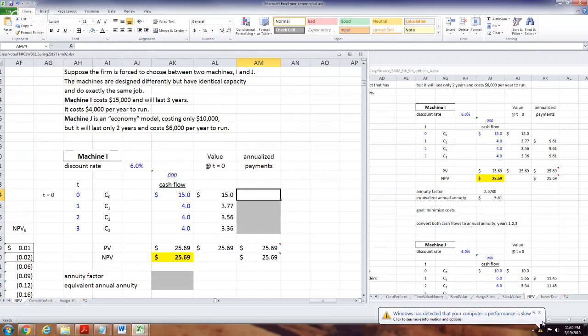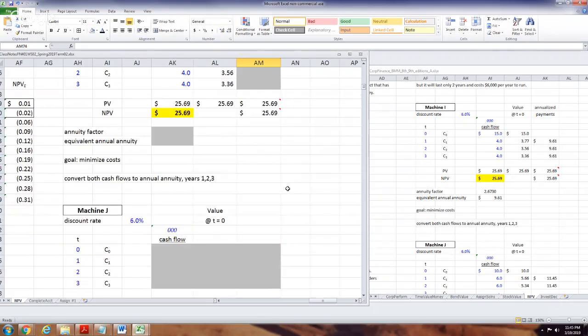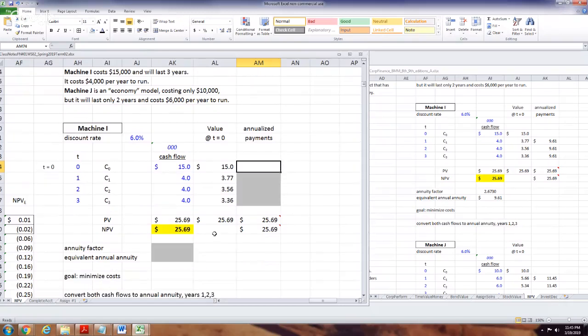Now those are all costs. Okay, it's going to cost you $15,000 to buy it. It's going to cost you $4,000 to run it. So what I'll do is I'll annualize the payments and then compare machine I, machine J based on those annualized payments. Not so much on the NPV or anything like that. So, well, how do you do that? Well, here's how you do it.